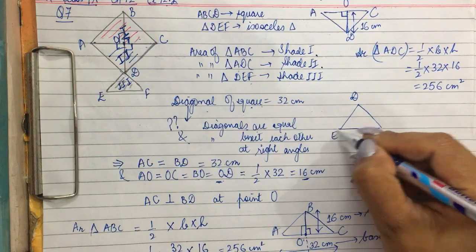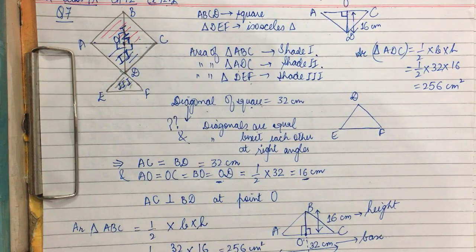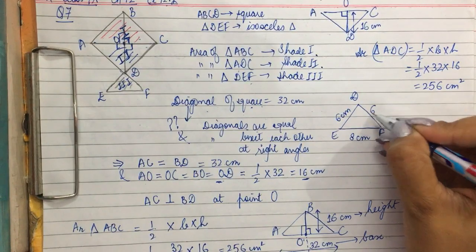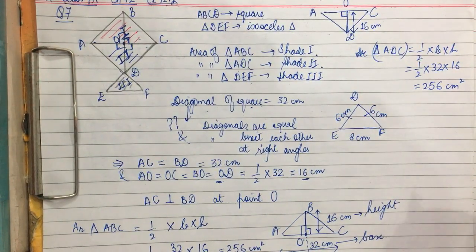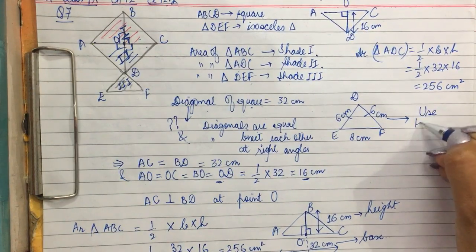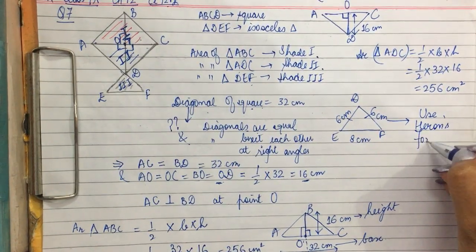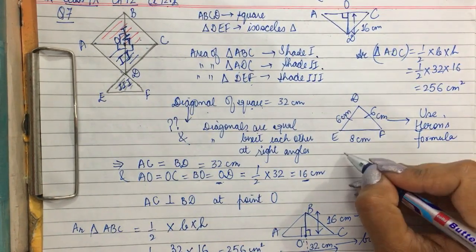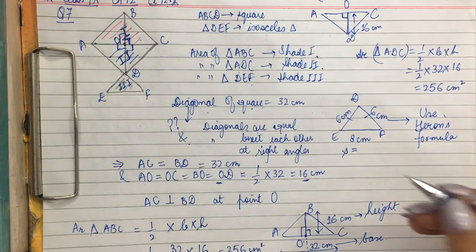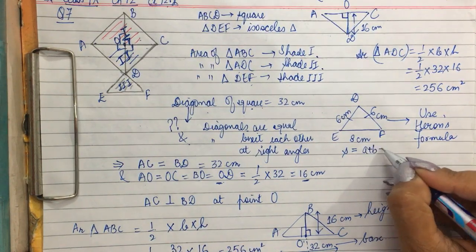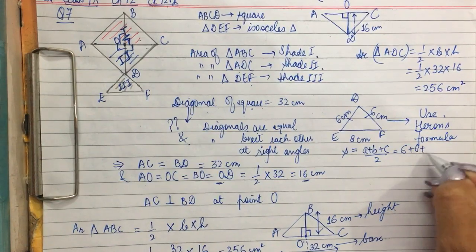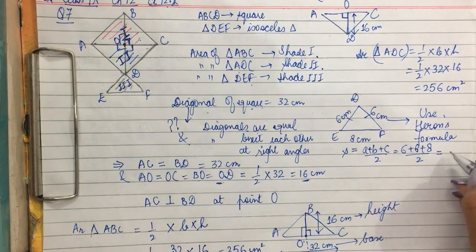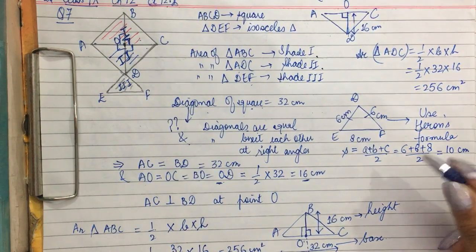Now for this particular triangle, they are saying that the base is 8 and the sides are 6 centimeters each. So base is 8 means the unequal side is 8 centimeters and the equal sides are 6 centimeters each. For this, we will be using Heron's formula. So for Heron's formula, first of all, we find out the semi-perimeter. Semi-perimeter is given by sum of all sides divided by 2. So this will be 6 plus 6 plus 8 by 2. This will be 10 centimeters on calculation.